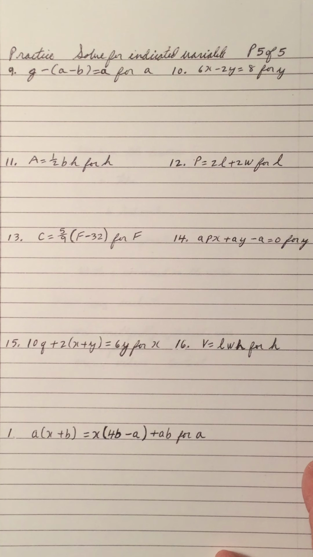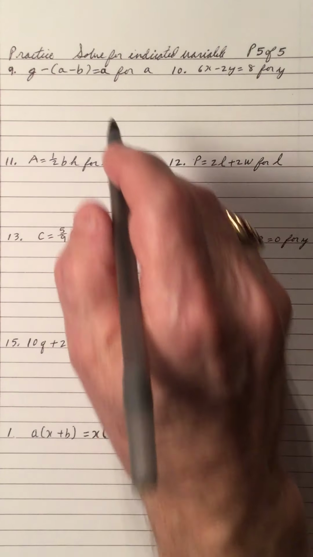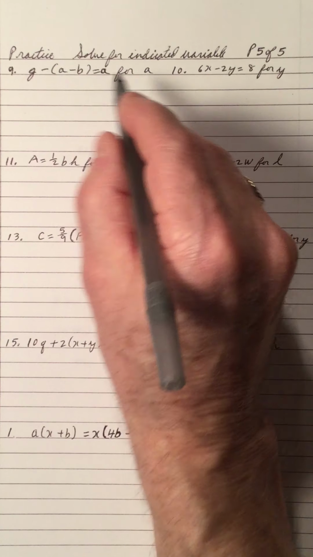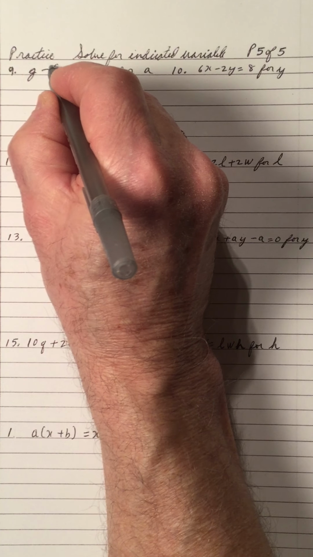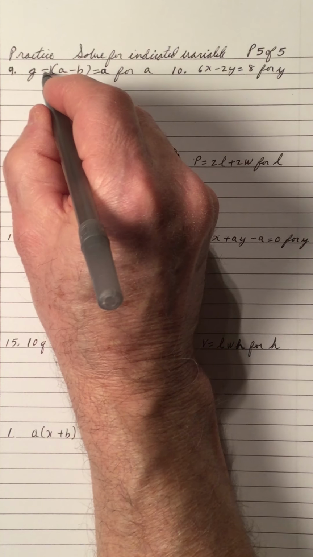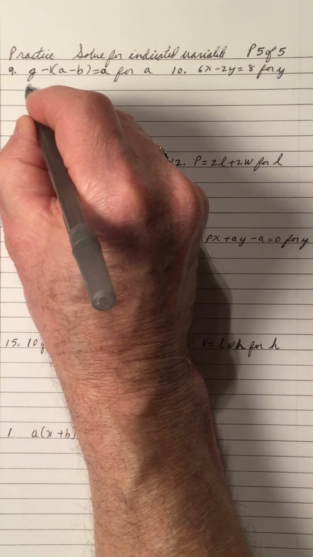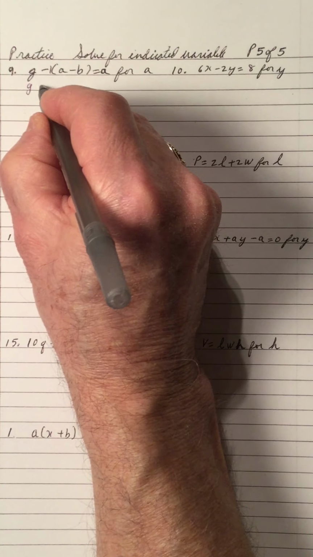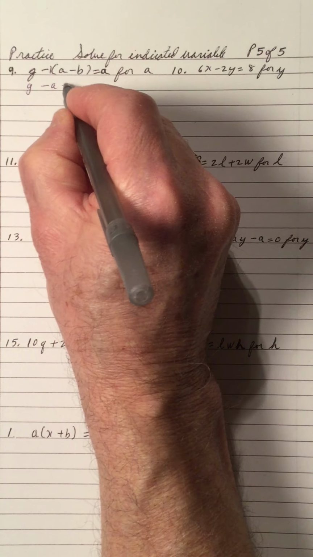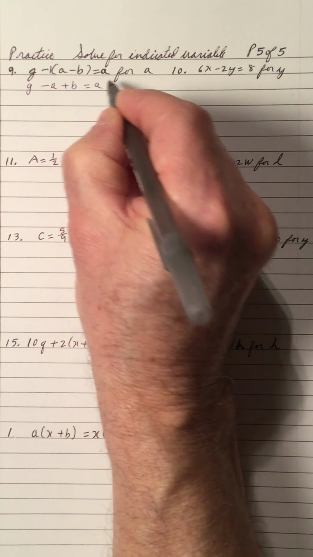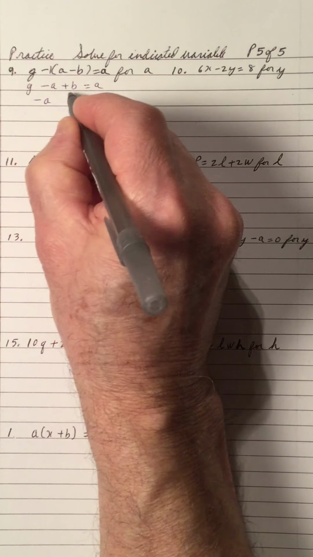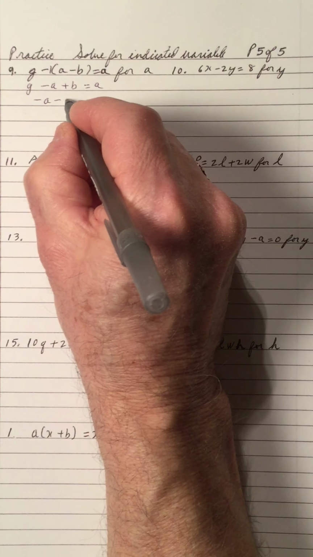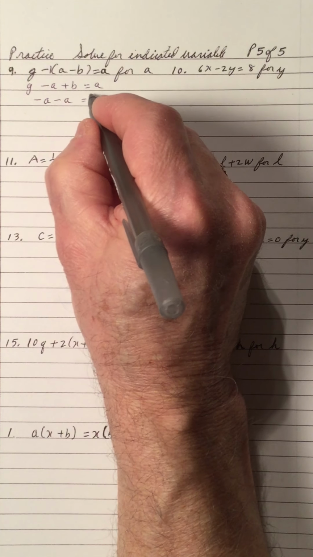Excellent practice solving for a different variable. So we're solving number 9 for a. We have to eliminate the bracket. And that's a minus, so I can put a 1 there, or do the negative of it. So that's g, -1 times a, -1 times b is plus b equals a. And we're solving for a, so the a's got to go to the left. Bring that a over, make it negative, and move the b over.